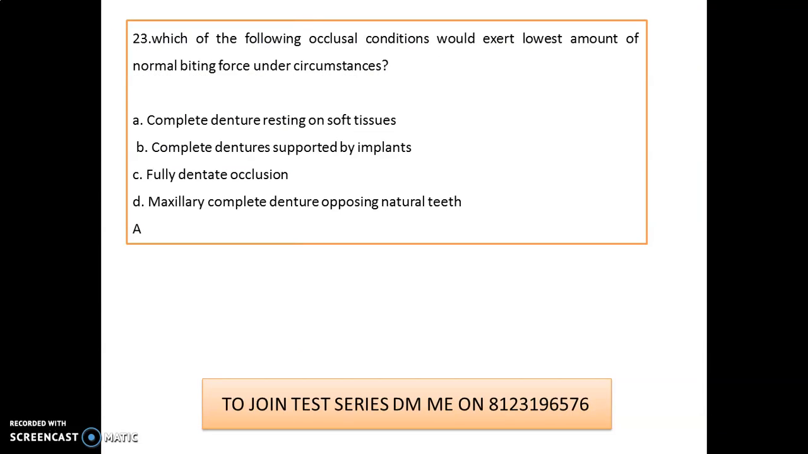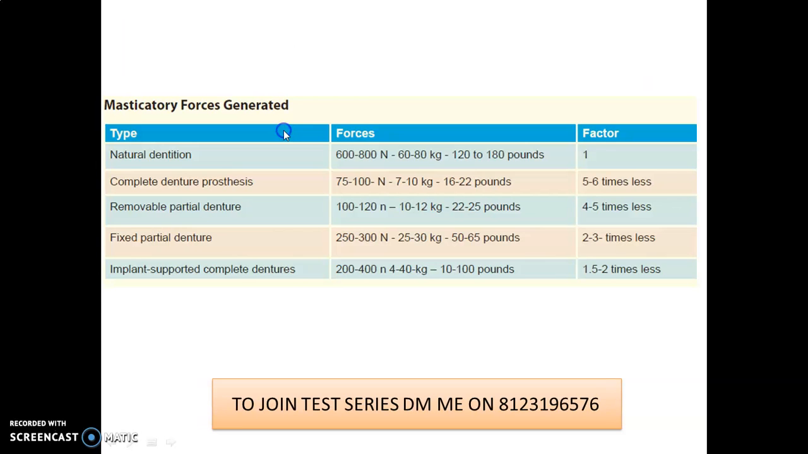Then one more question. Which of the following occlusal conditions would exert the lowest amount of biting force? That is a complete denture resting on soft tissue. Let us clear up this confusion. Whenever natural dentition is there, the maximum force generated is around 60 to 80 kg. Let us consider this as factor 1. In complete denture prosthesis, it is 7 to 10 kg, which is 5 to 6 times less.